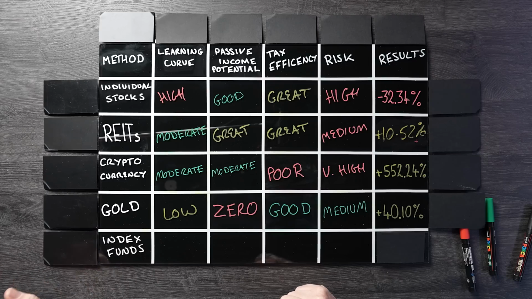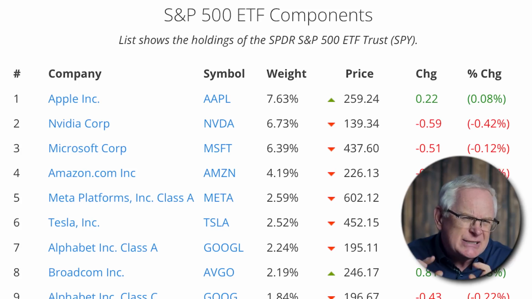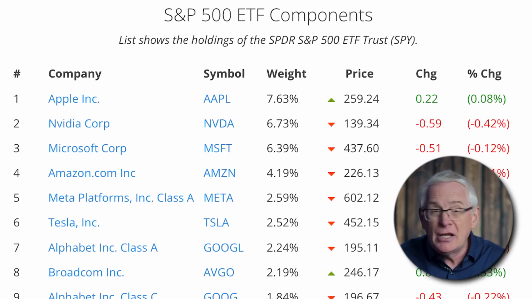Fifth is index funds. Imagine owning a tiny piece of the largest companies like Apple, Microsoft, and Amazon all at once. That's exactly what an index fund allows you to do. It's a basket of stocks that mirrors the performance of a specific index like the S&P 500. So you're investing in the overall market rather than betting on individual companies.